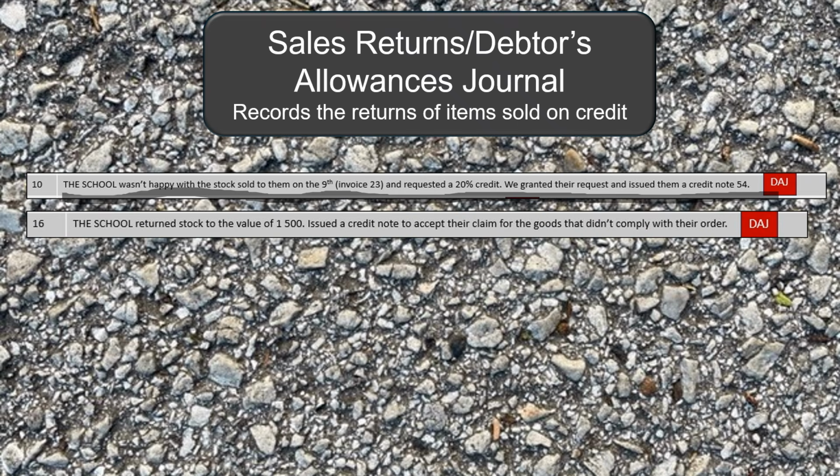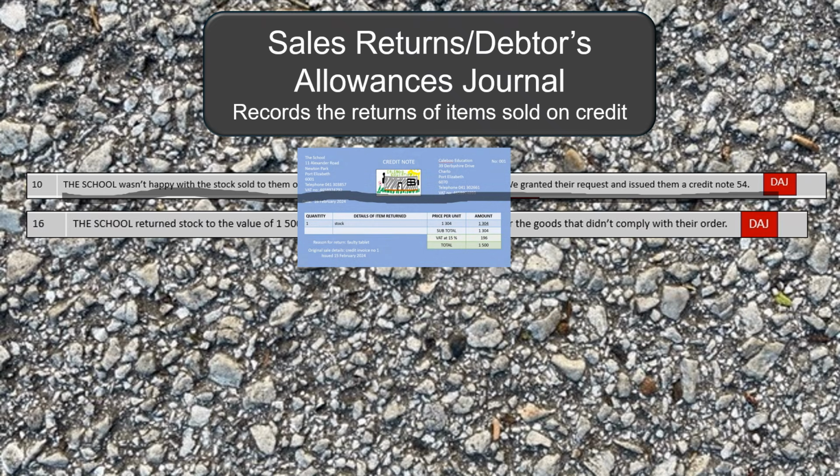So these are examples here of returns, and we are going to issue a credit note, and that's a tiny credit note there, just an example of the document.